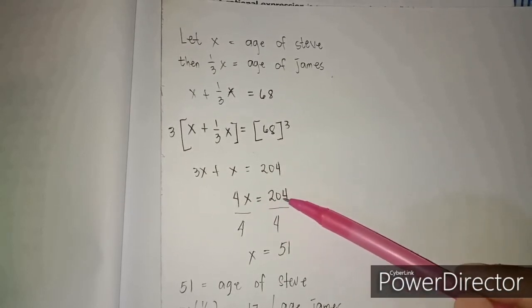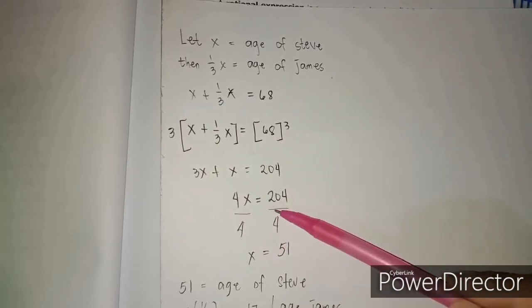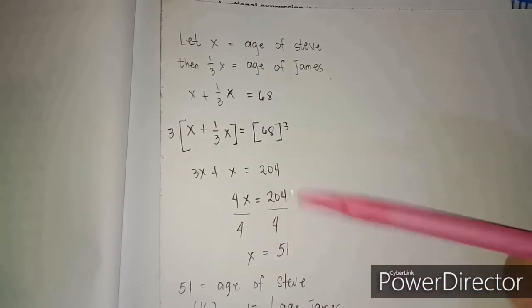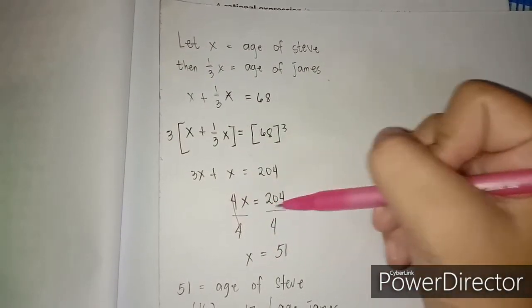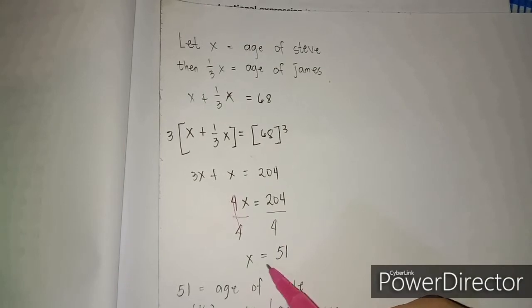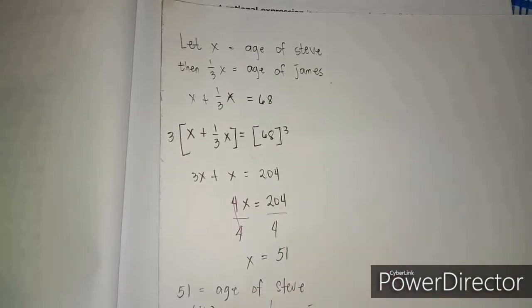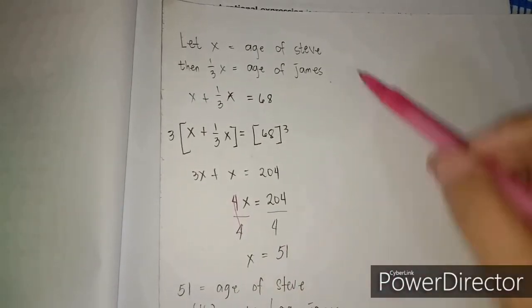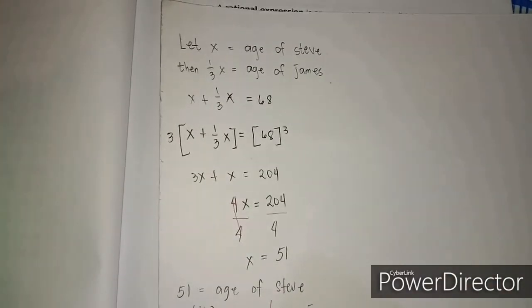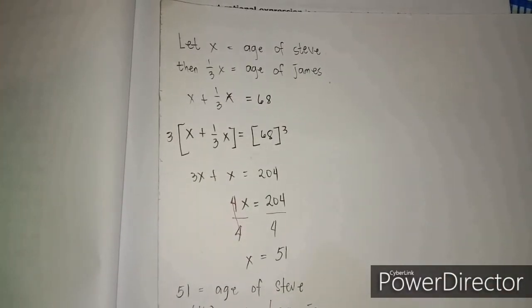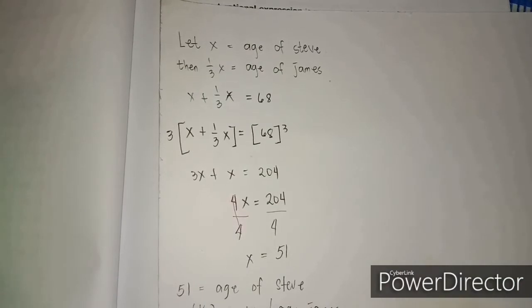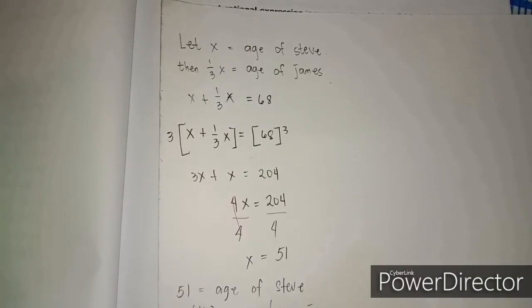4x is equal to 204. Divide both sides by 4, and this one will be cancelled out, and x is equal to 51. 51 is the age of Steve, and 51 times 1/3, or the age of James, will be 17.